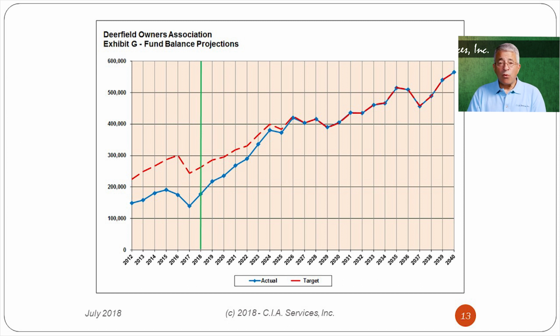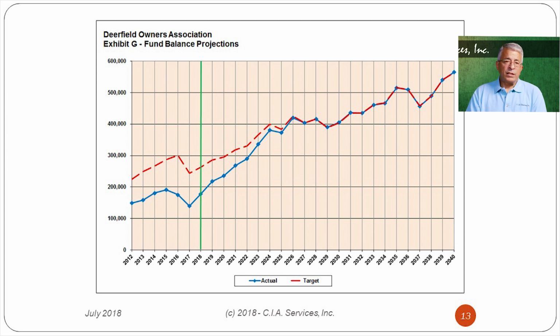And what you see from this graph, this particular one shows that the association has not really had their funds where they need to be. But as we move off into the future, those two lines come together. In other words, we've reached full funding, in this case, rather slowly over about a 7-year period.